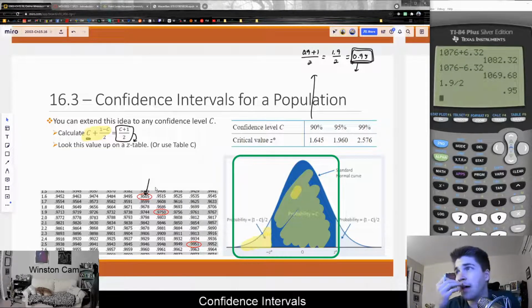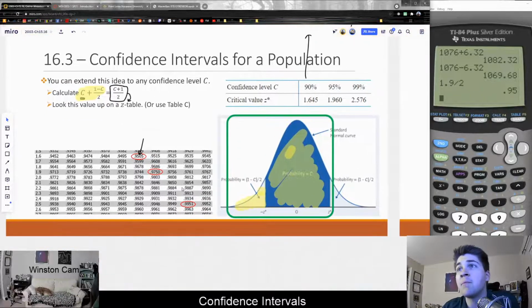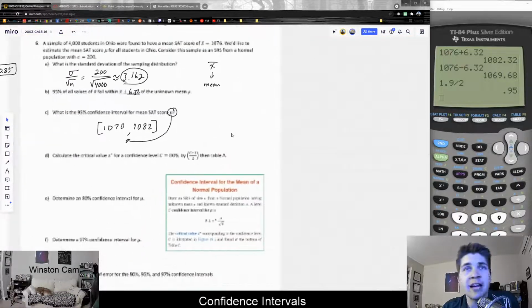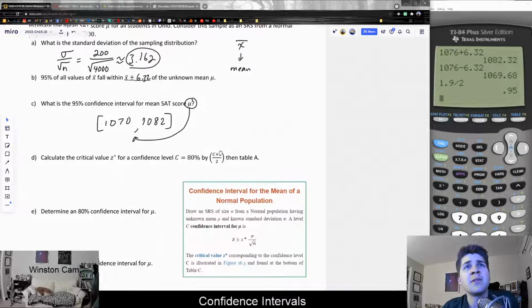from table A. Or if you want to take a peek at table C, you'll see it's a little bit more direct. But I prefer to do it this way, because I think this is how I originally learned to do it. I don't even really remember. But let's do an example. Let's say we wanted to know what is the critical value Z star for C equal to 80%.